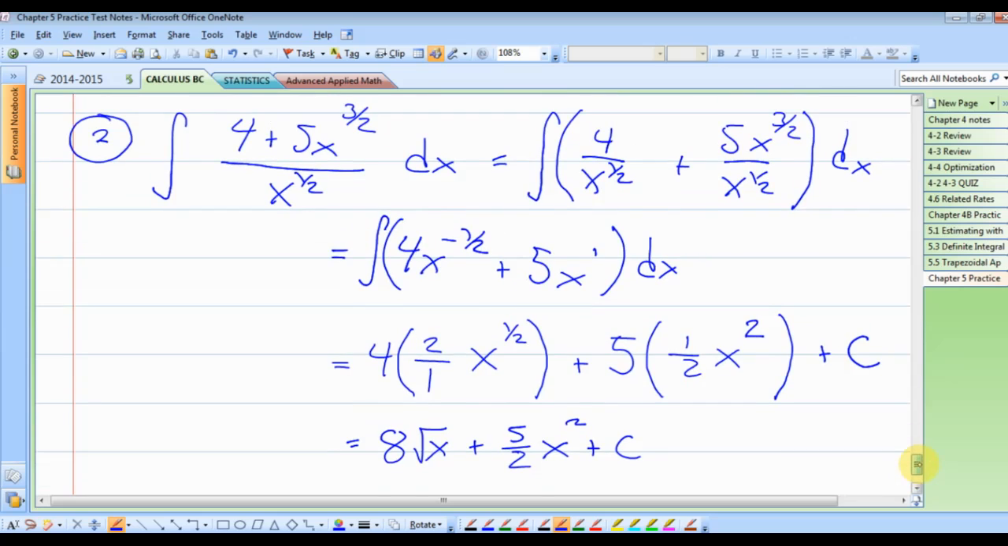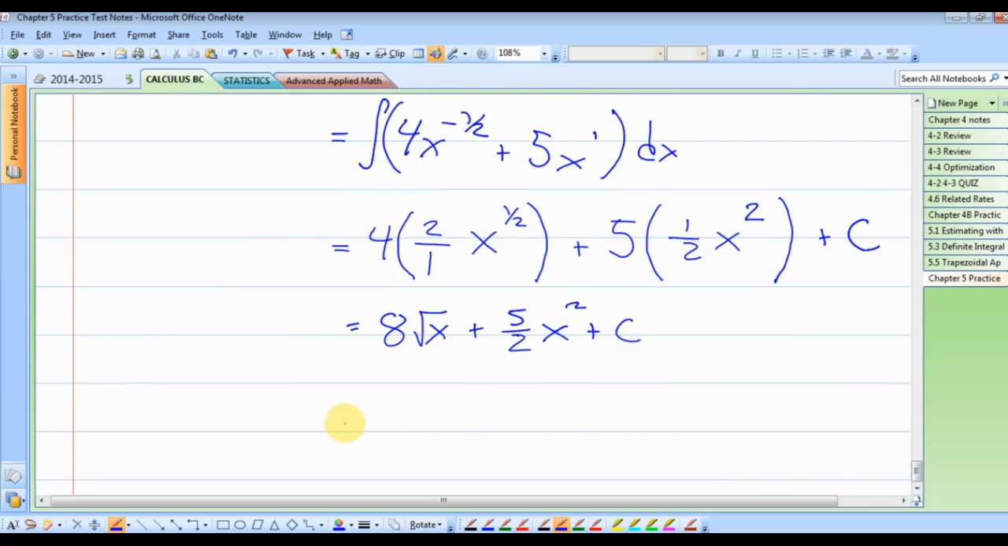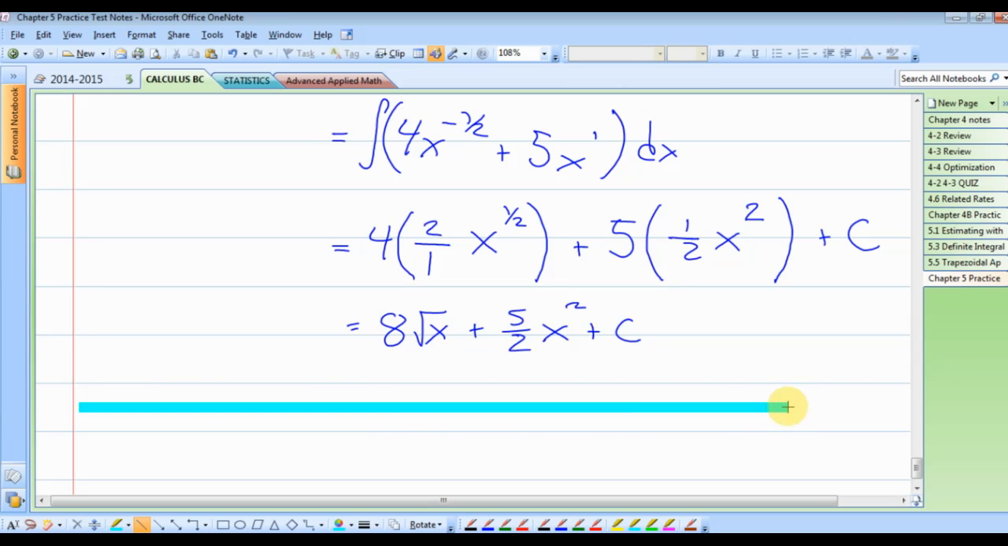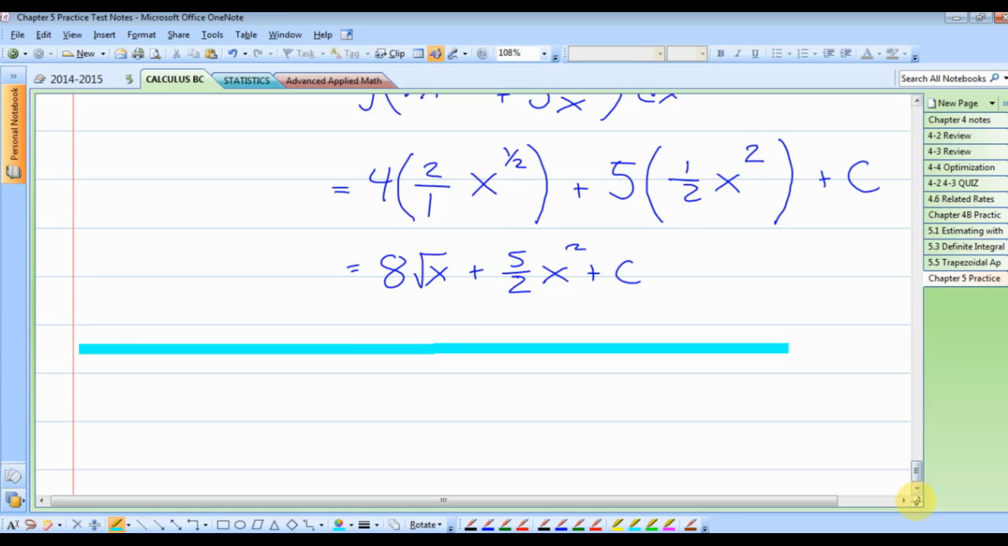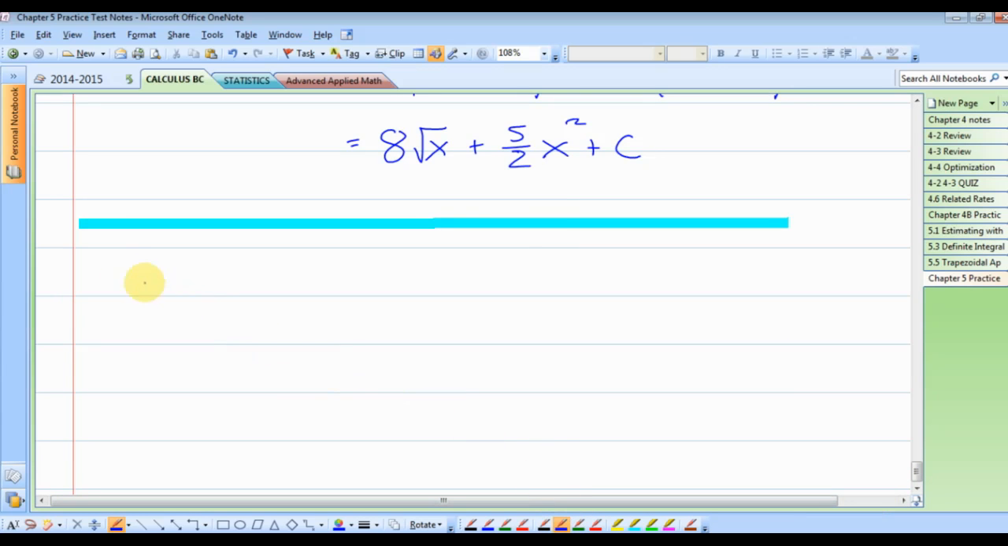Great. Let's take a look at number 3. Question 3. Okay, so I'm looking at this, and I have limits from 0 to 9, 3 to 9, and 0 to 3, and I'm getting that by looking at the limits of integration.